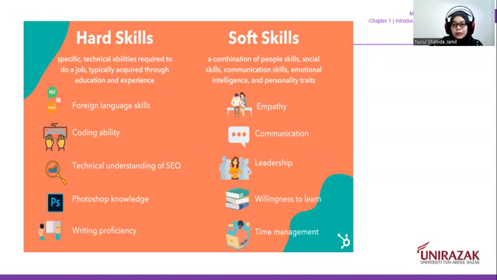What about soft skills? Soft skills are a combination of people skills, social skills, communication skills, emotional intelligence, and personality traits. So we know that soft skills are like empathy, communication, leadership, willingness to learn, and time management. I believe that there are so many soft skills, and these are just a few examples.